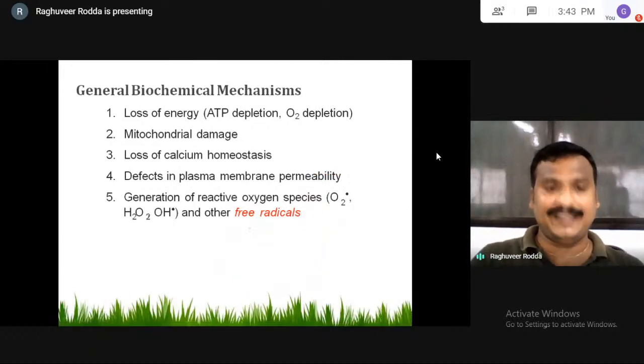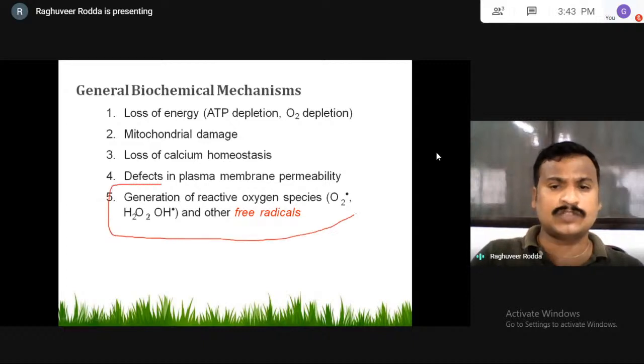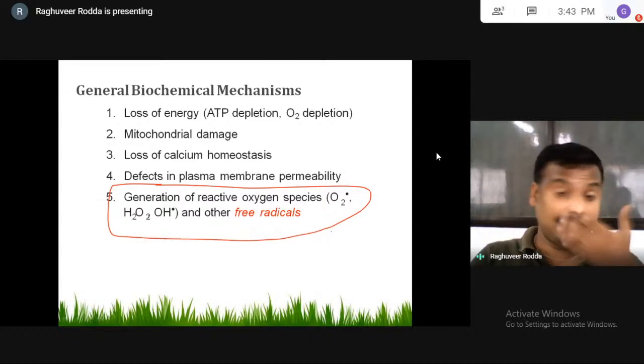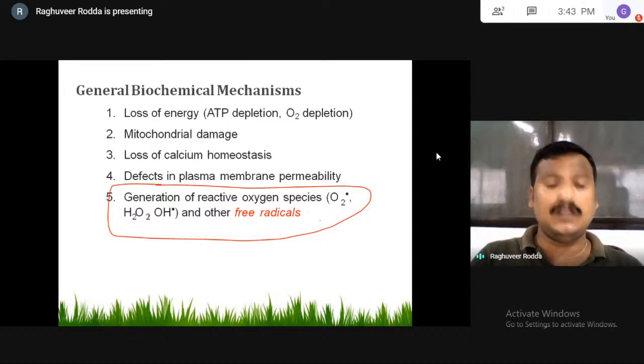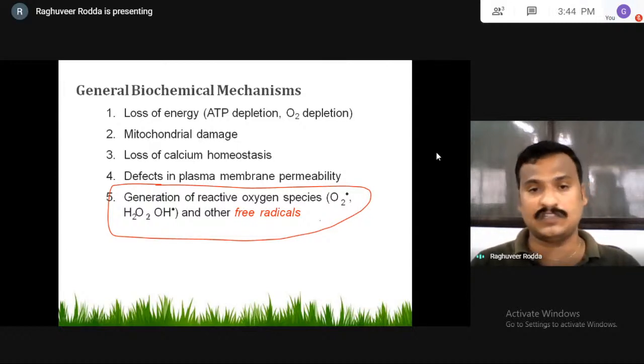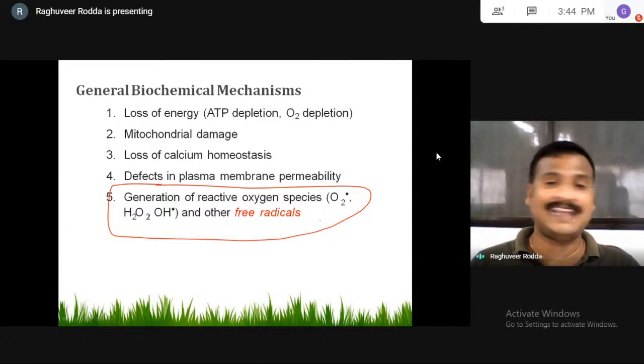Then come to the next. Okay, this is very important. Most of the injuries, without involvement of external factors, are caused by the production of reactive oxygen species by the cells of the various organs.